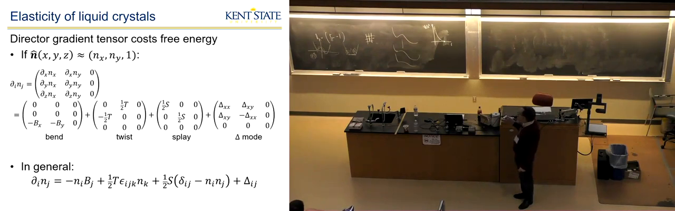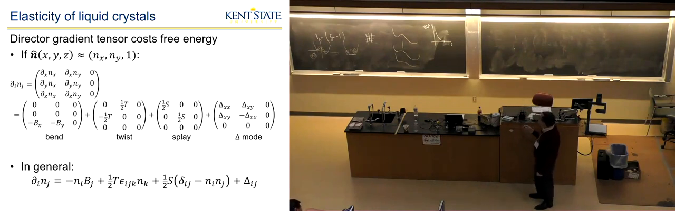And then I wanted to break that down into 4 types of deformation. In that class 2 days ago, I broke it down like this: a piece which is bend, a piece which is twist, a piece which is splay, and a piece which is this delta mode. And this decomposition works in general. It doesn't depend on this assumption. In general, it has the mathematical form like this, but again, into a piece that's bend, twist, splay, and delta.